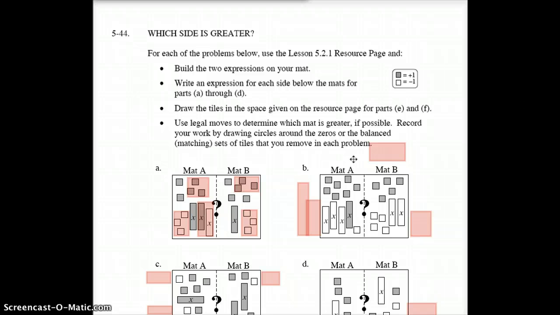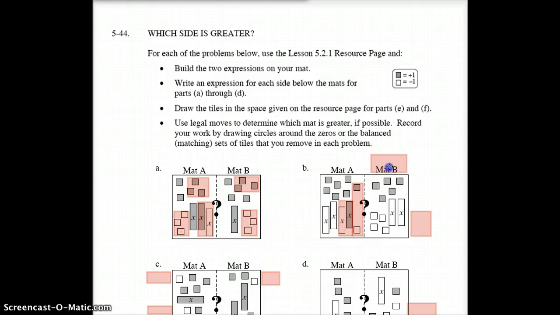All right, and I'm back. In 3, 2, 1, here we go. On mat A, here's some of the moves you should have made. These two x's can cancel each other, and these two tiles right there could cancel, leaving me with negative 2x plus 6 on mat A.